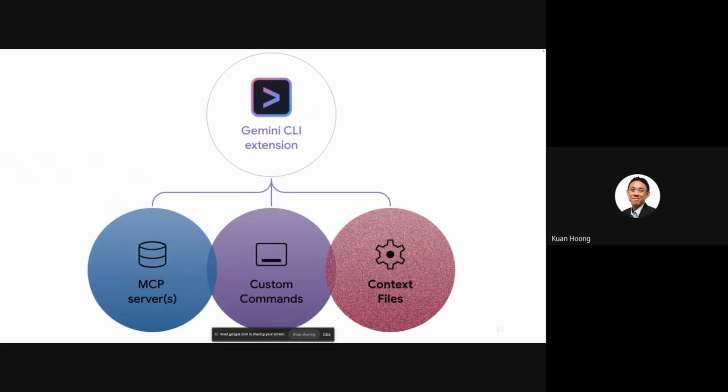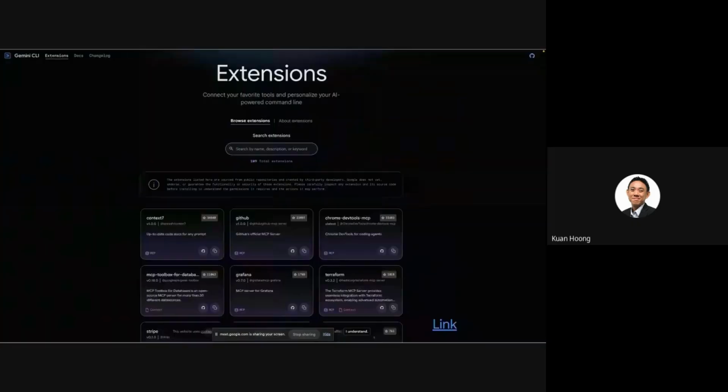So as mentioned, Gemini CLI extension is not just MCP server. It consists of specific custom commands, or what we call specific prompts, or it could be a specific context file. Let's say you want to bring some context to your Gemini CLI. You can install an extension. So you can have an extension that consists of MCP servers, custom commands, and context files.